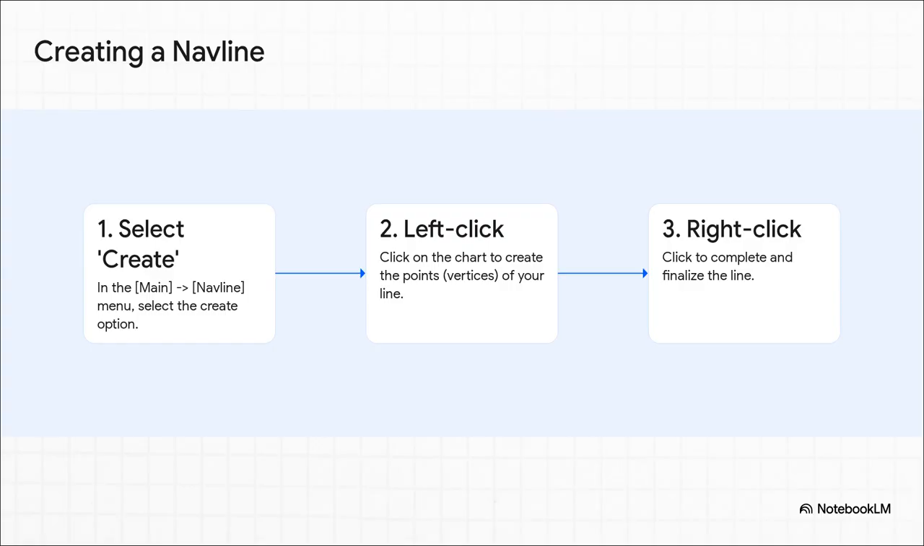And making one? It's incredibly easy. As you can see, it's just 3 steps. You pick the Create option, you left-click a few points on your chart, and you right-click to finish it. Boom, you're done. But a simple line is just a visual reminder, right? How do we make it an active defense?